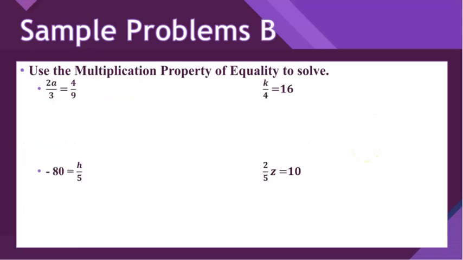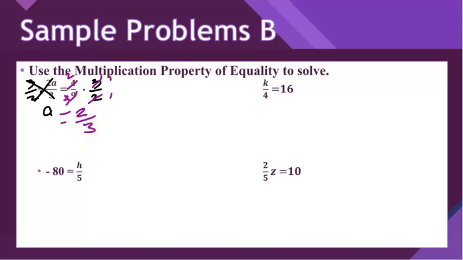Next, we're going to use the multiplication property of equality to solve these division problems. Now here I have a fraction. Now remember 2/3 times a, I multiply by the reciprocal, which would be 3 over 2, because that's going to give us 1a. And then whatever I do on one side, I do on the other, so multiply this by 3 over 2. And then I can simplify here. 2 divided by 2 is 1, 4 divided by 2 is 2, 3 divided by 3 is 1, 9 divided by 3 is 3. So my answer is going to equal 2/3.